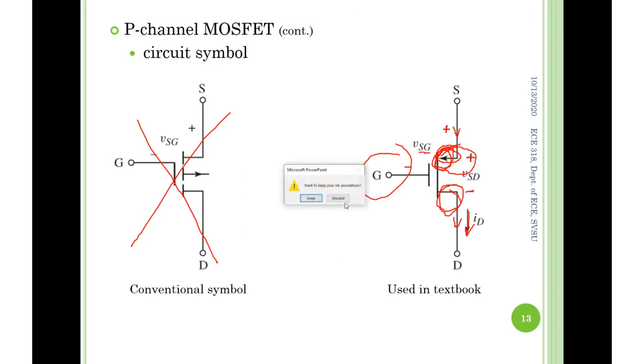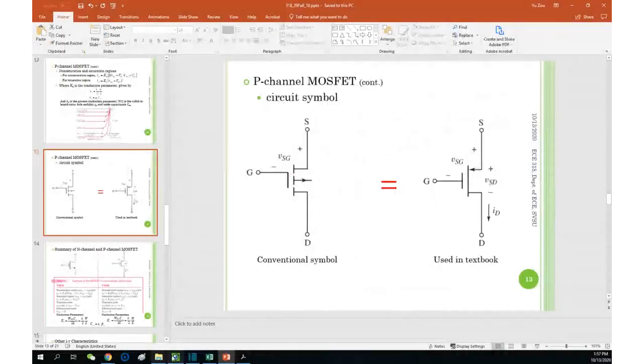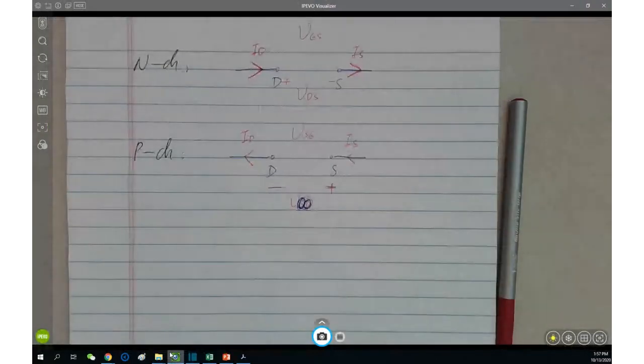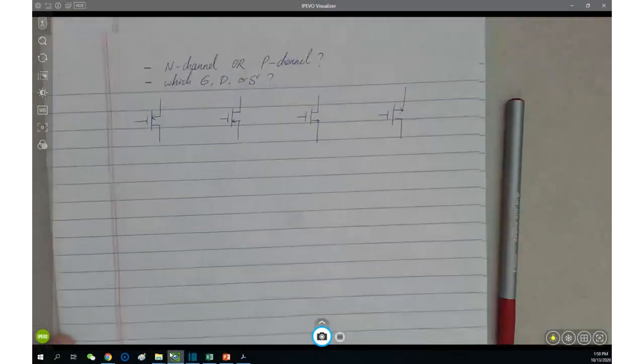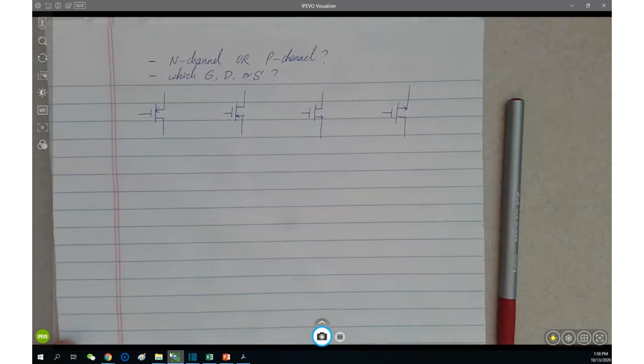So with this being said, a little bit of summary here. For a MOSFET, go ahead. Identify, first of all, is it N-channel or P-channel? Second, identify which terminal is which. I'll give you two to three minutes. Go ahead. Try this out. Once again, N-channel or P-channel? Second, which is which?